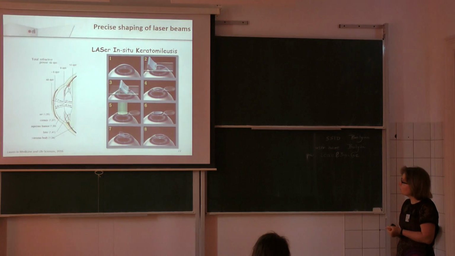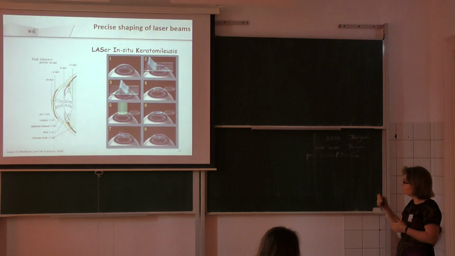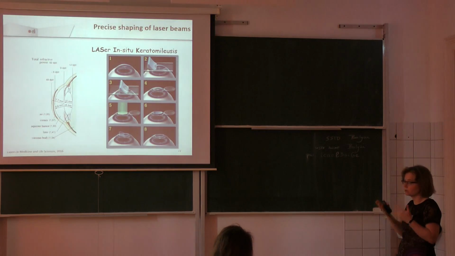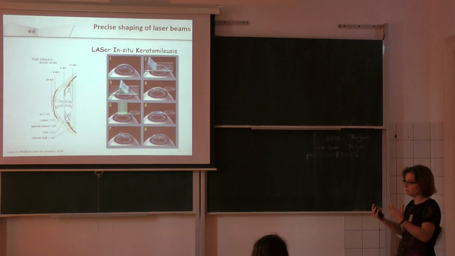The precise shaping of laser beams can also be utilized in surgery. Here I have an example of the LASIK method, when you use a laser to do surgery on a patient's cornea, because you can shape this laser beam any way you want to, and then you can produce an arbitrary shape, an arbitrary structure of the cornea.